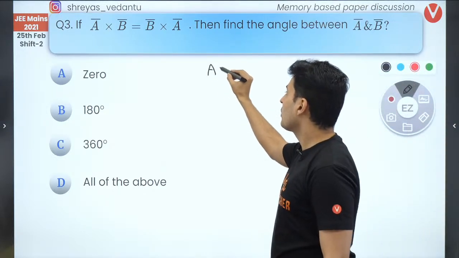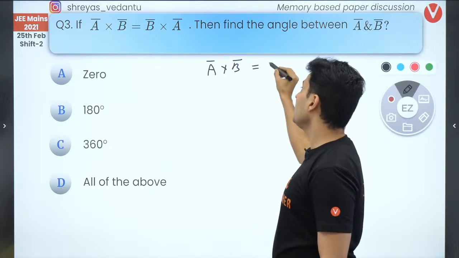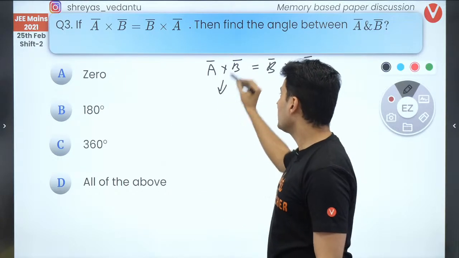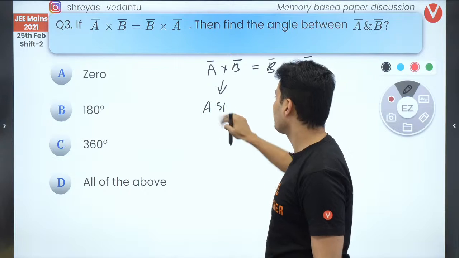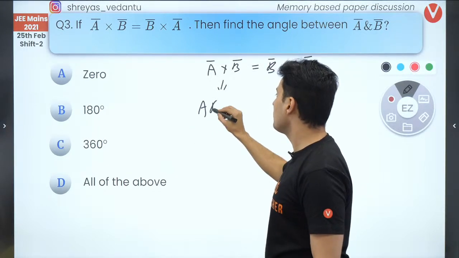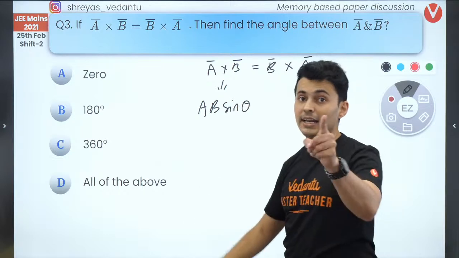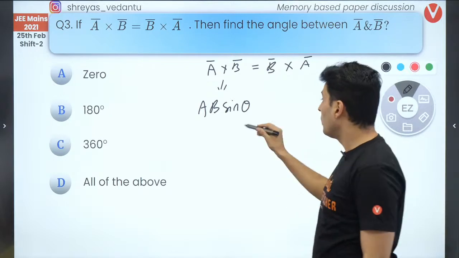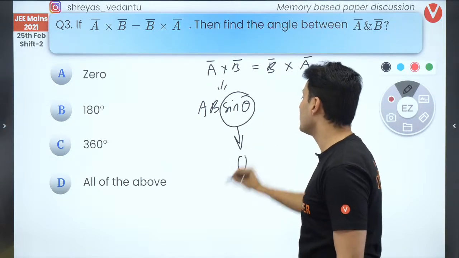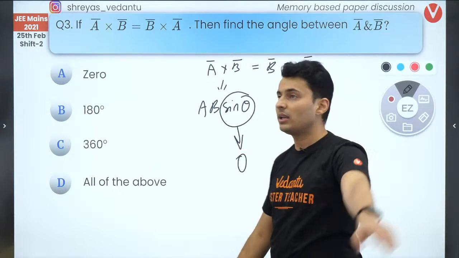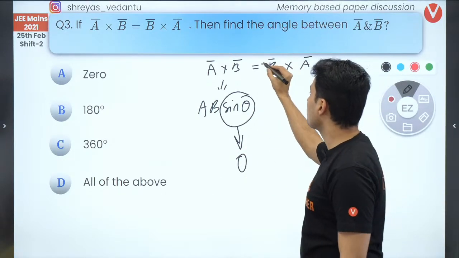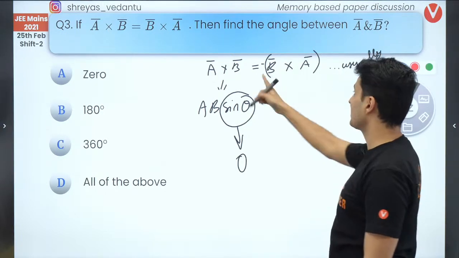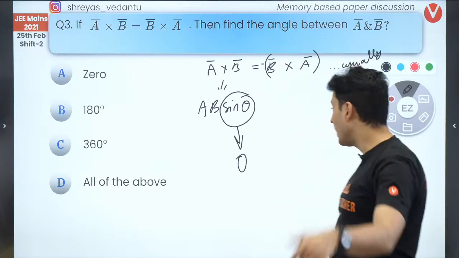Here, A cross B can be equal to B cross A only in one situation. Magnitude wise, it is AB sine theta. But direction wise, understand, B cross A will be opposite. So this is only possible if sine theta is 0. Otherwise, it is never possible, because usually this is minus, direction wise. So very important thing. So understand.